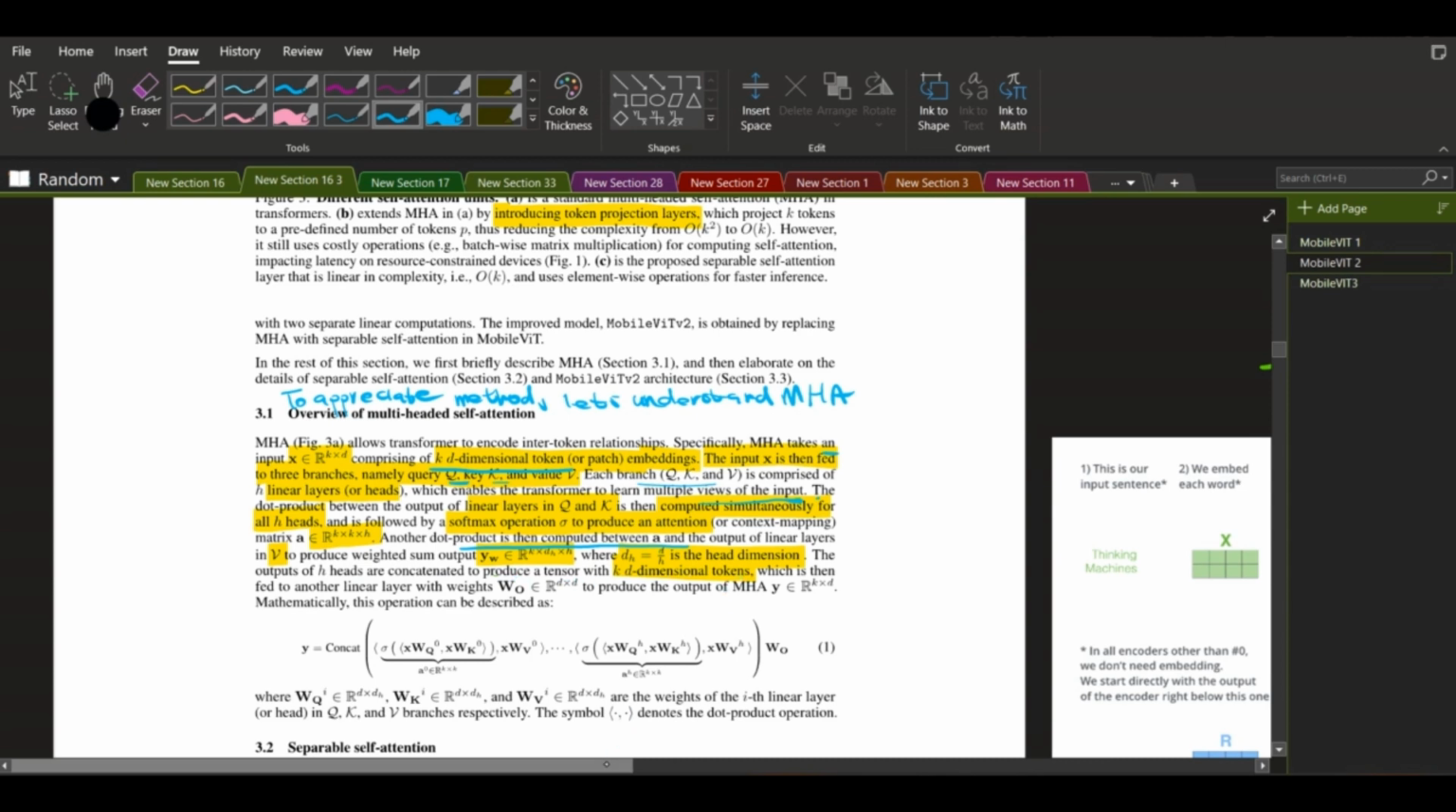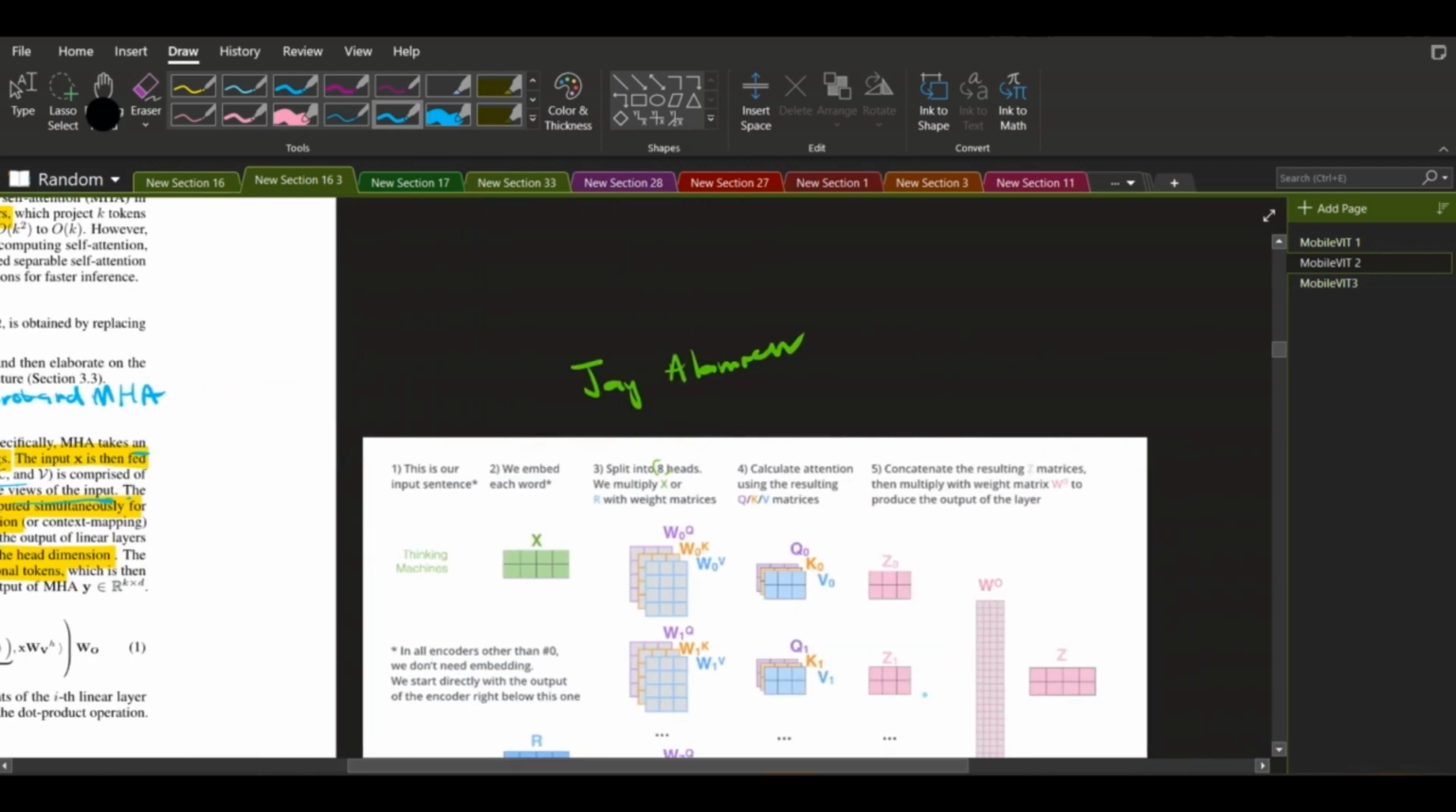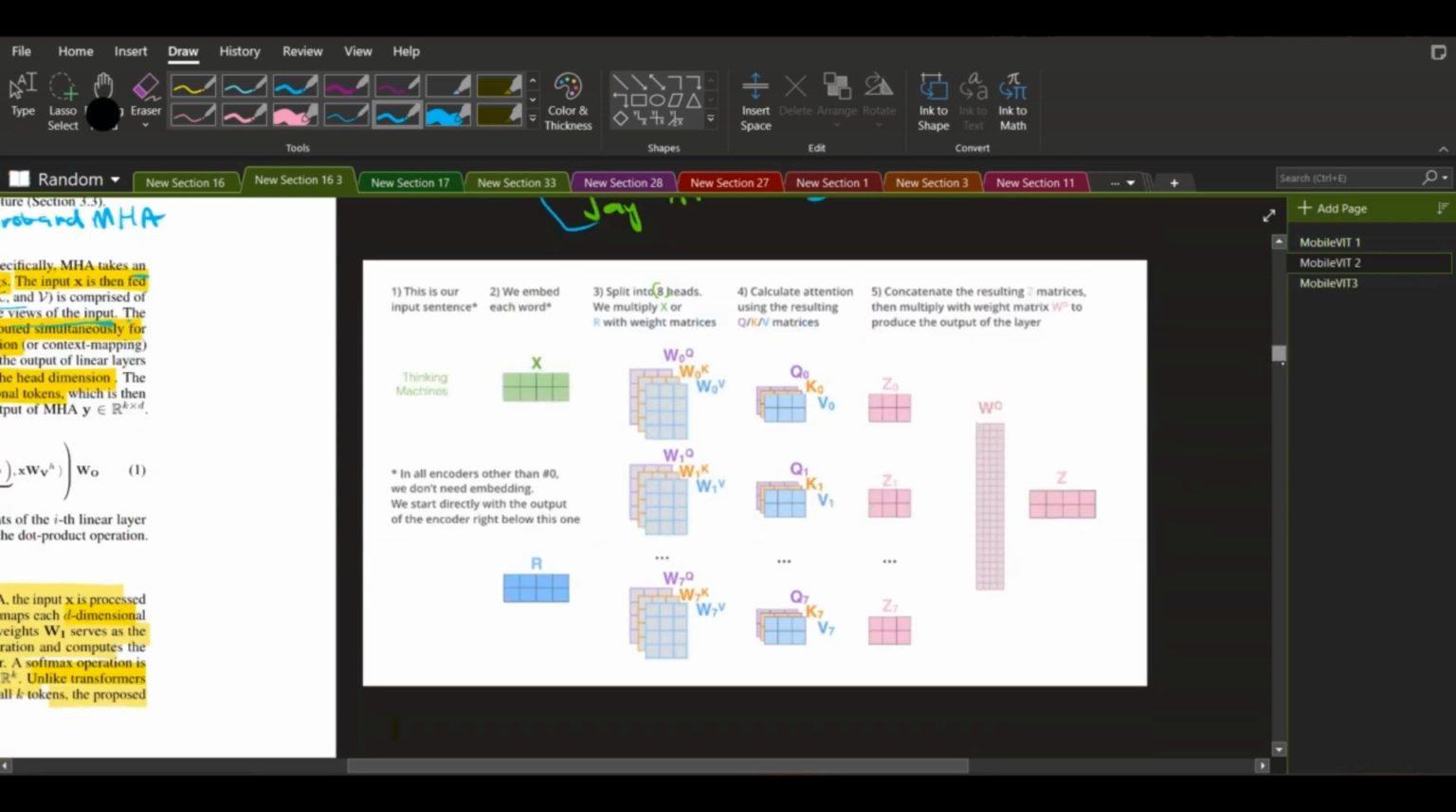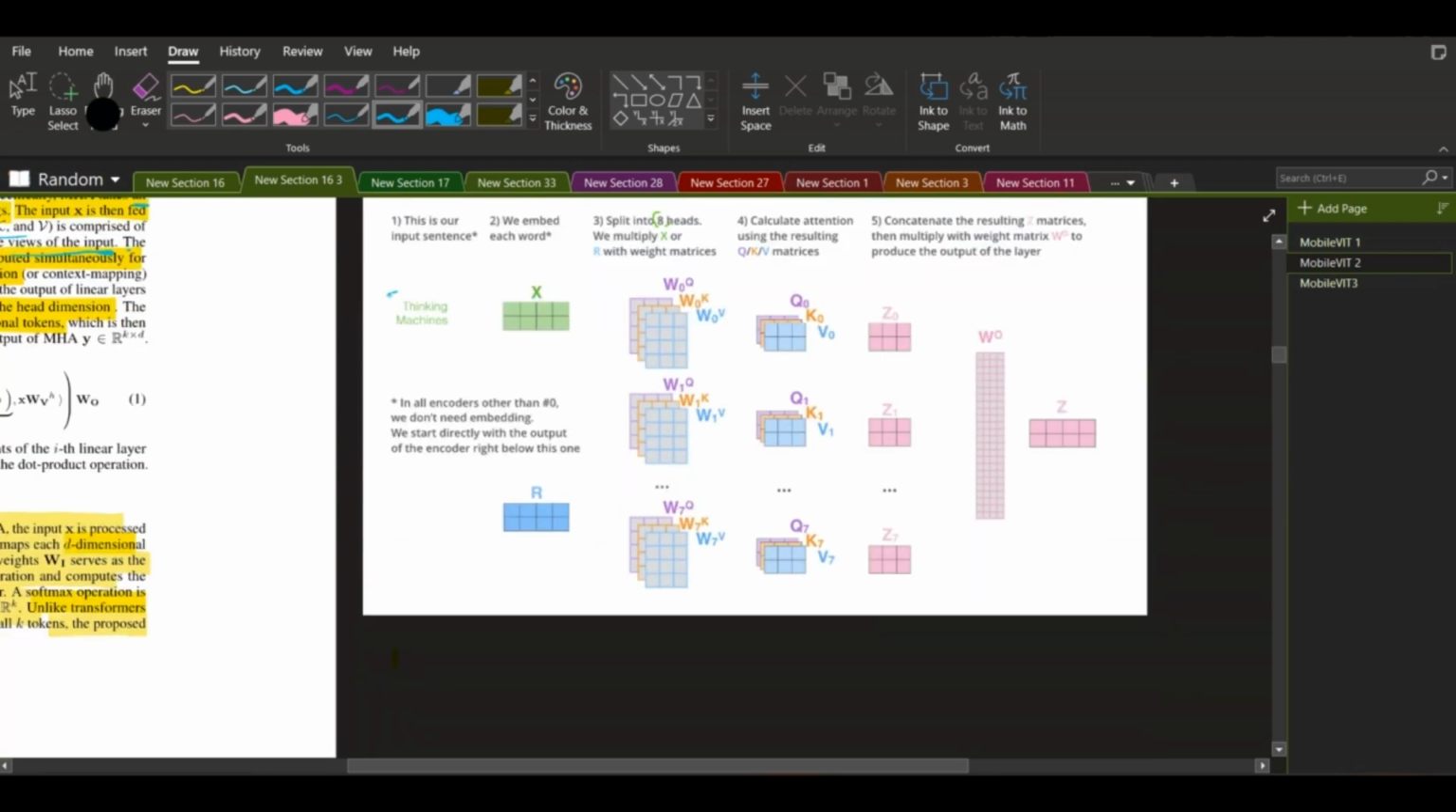Okay, so essentially from a visual perspective, firstly, thanks to J. Alammar for this beautiful visualization. But essentially we can think of it as we have an input sequence, and what we do is that we firstly embed this.